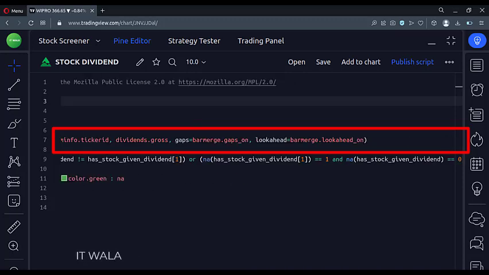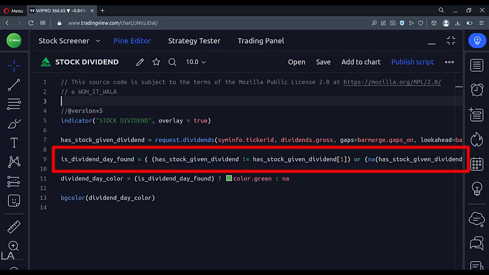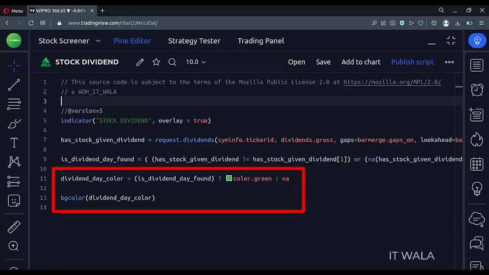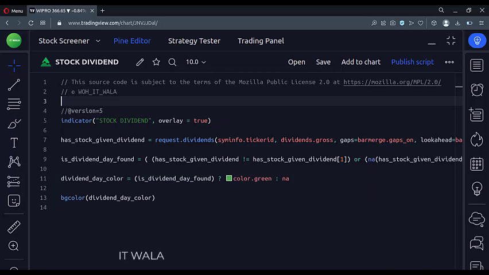The third and fourth arguments of this function handle the gaps and the bar merge. Here we pinpoint the exact day when the dividend occurred. Once the dividend day is found, we color that candle green. Let's add this indicator to the chart.